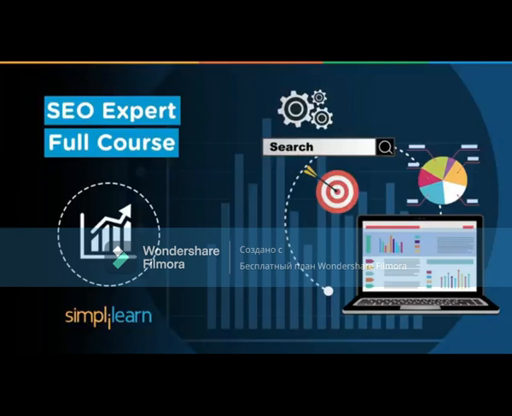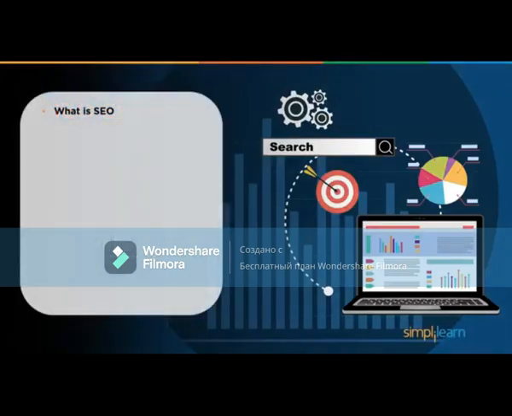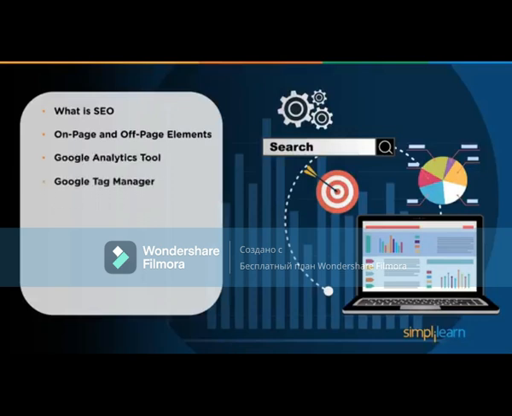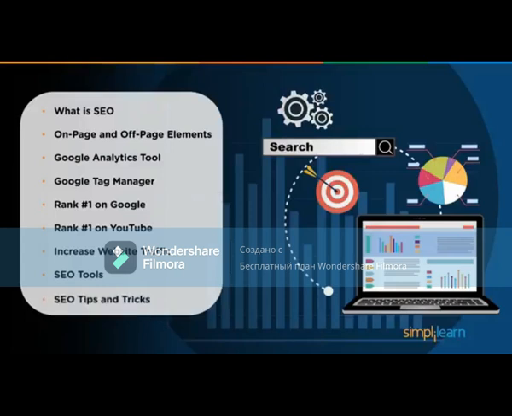Today we'll begin this full course video with what is SEO and how SEO works. Then we will be looking at a bunch of on-page and off-page elements. After this, we will learn how to analyze and measure website metrics using Google Analytics tool. We will also see how to use Google Tag Manager. Then we will discuss some of the important techniques to rank number 1 on Google and YouTube. Simple ways to increase website traffic, basic knowledge of SEO tools, and finally we will conclude this video by discussing the important tips and tricks of SEO.